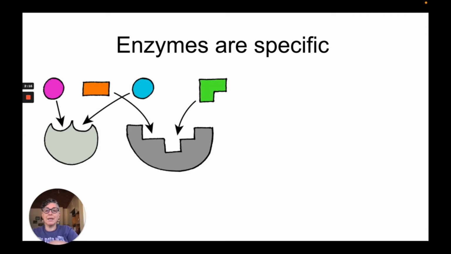So the pink and the blue circle substrates are only going to fit into the light gray colored enzyme depicted here, versus the orange square and the green shape fit into the darker gray enzyme because of the specific shape. Those shapes are complementary. So therefore they can only fit into specific enzymes. Not every enzyme is going to work with every substrate.